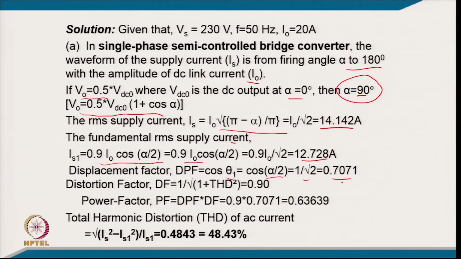So, it is 0.7071, and the distortion factor, that is 1 upon root of 1 plus THD square, comes to 0.9 typically, and we can find the power factor, that is DPF and DF. Keeping the values, it comes to 0.63639. Total harmonic distortion, if you keep the values of total RMS and fundamental RMS, is the square root of that divided by the fundamental RMS. So, it comes to 48.43%.